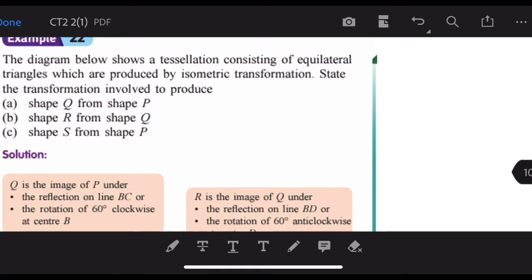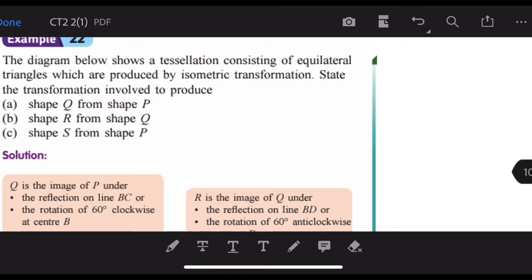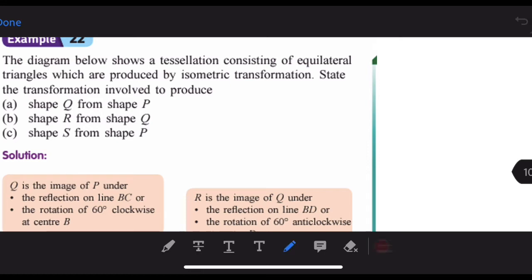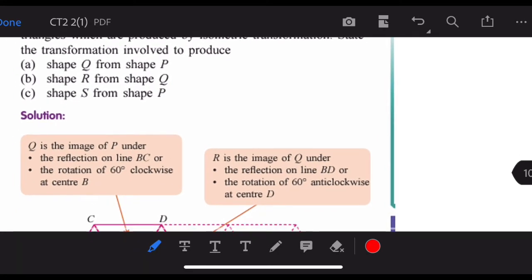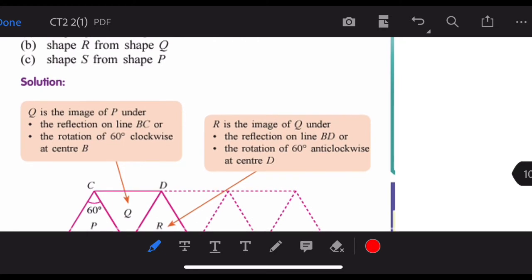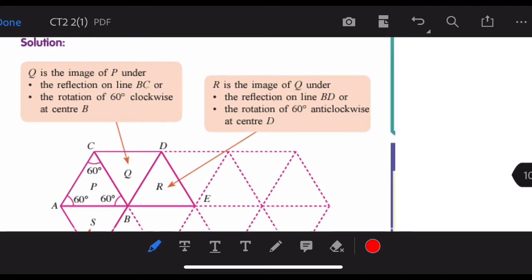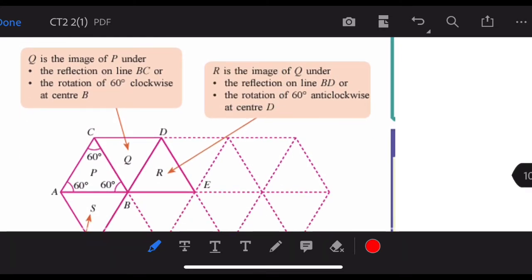The diagram below shows a tessellation consisting of equilateral triangles which are produced by isometric transformation. State the transformation involved to produce shape Q to shape P, shape R to shape Q, and shape S from shape P. Okay, let's see this one.